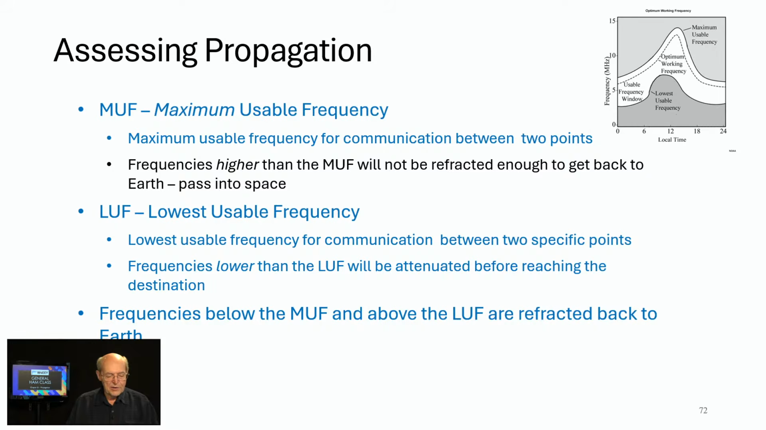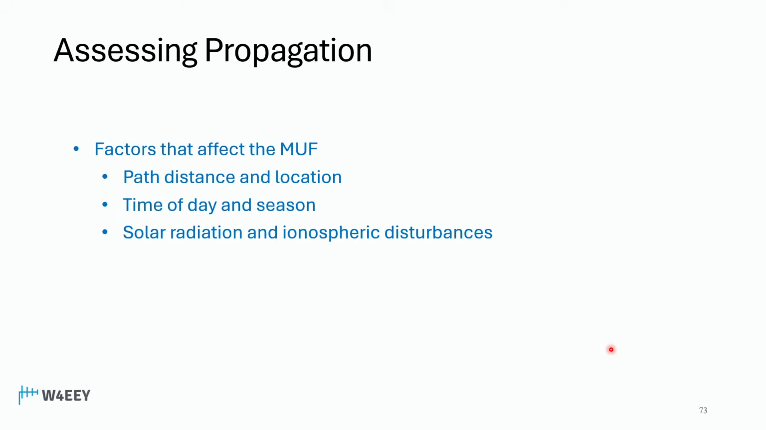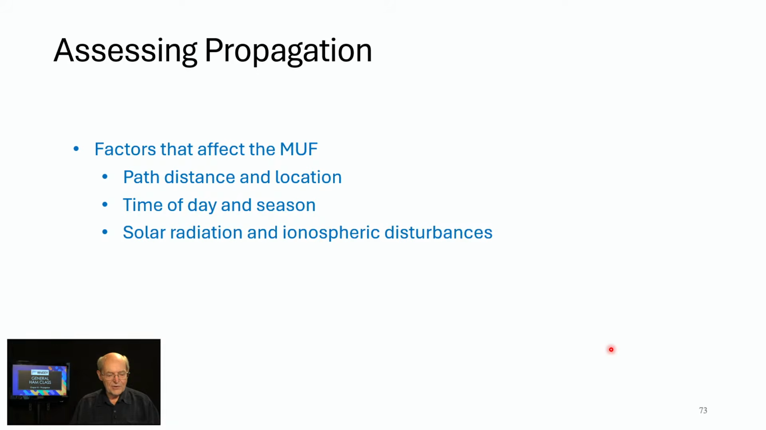Frequencies below the MUF and above the LUF are refracted back to the Earth. So that's the Goldilocks region there, where the porridge isn't too hot or too cold. It's going to be just right. Frequencies below the maximum and above the minimum are refracted back to Earth. Lots and lots of blue text. I don't remember how many pool questions. It must be 7 or 8.